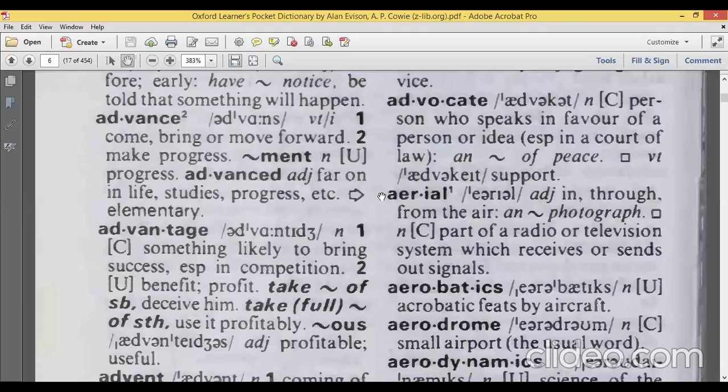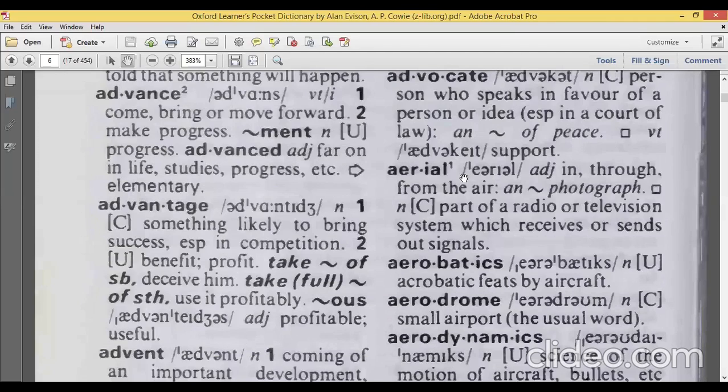Okay, that's better. So, as we said, if we want to check the meaning of a word, we should always use a dictionary. And now, this is the Oxford Learner's Pocket Dictionary. And if we check the word advantage, we see that it means what? Something likely to bring success, especially in competition. Okay, the other meaning is benefit, profit of, right?